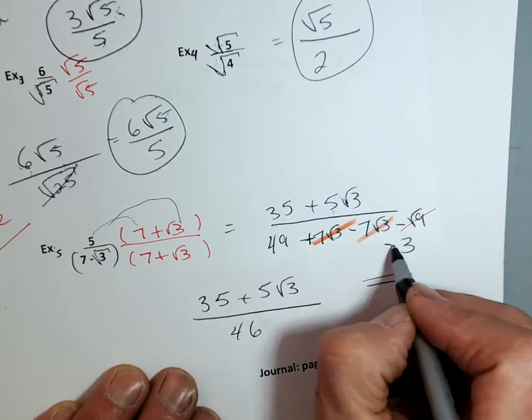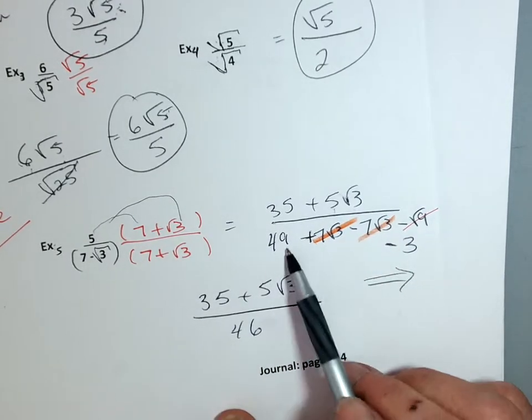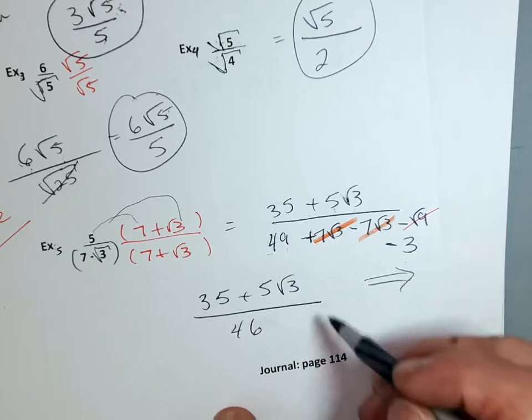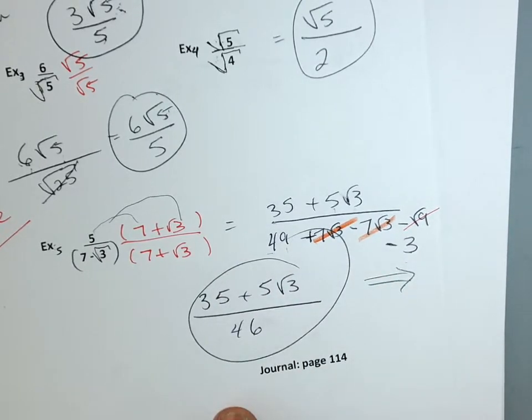46. How do I get the 46? 49 minus 3. No square roots on the bottom. No square roots on the bottom, okay? Okay, ready to turn the page?